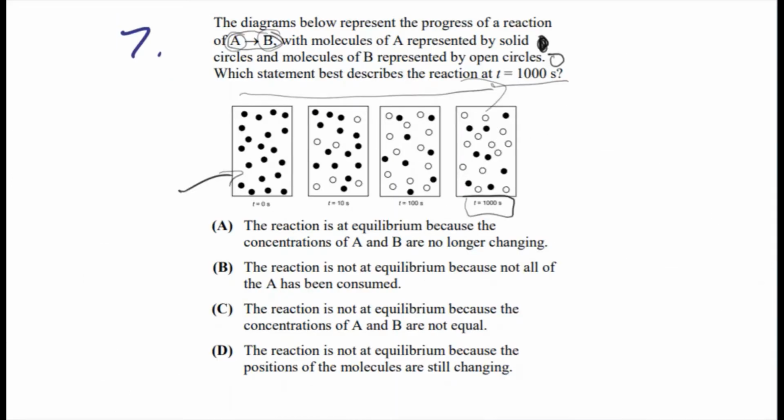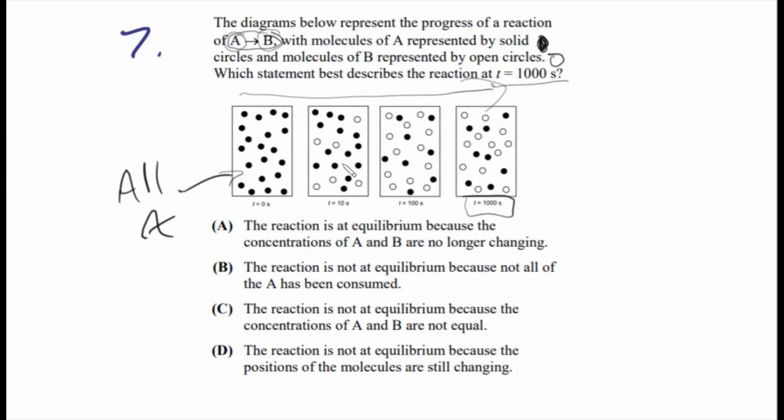Number 7. The diagrams below represent the progress of a reaction of A to B, with molecules of A represented by solid circles and molecules of B represented by open circles. Which statement best describes the reaction at T equals 1000 seconds? So first, let's take a look at the images to see what's going on. It seems like at first it's all A, and then as you go on, you see that there's more and more B, probably because the A is becoming B.